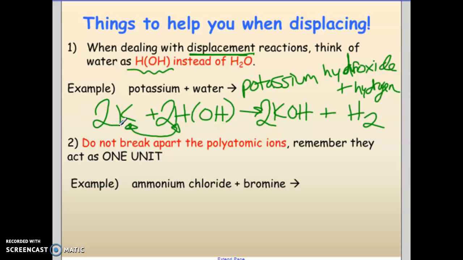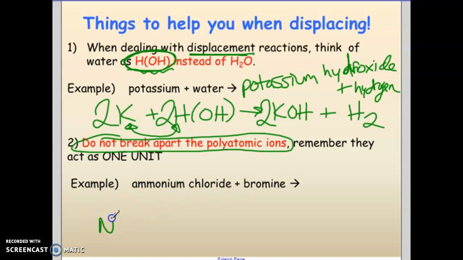So remember, anytime you're writing a reaction now, we're going to practice balancing because you've learned how to balance equations. So that's one thing to remind you of, to write water as HOH, especially in grade 10, but even in grade 11 at the beginning, I would suggest you do that. The next recommendation is, when you are dealing with polyatomic ions, you do not split them up. When you're doing displacement reactions, they simply will move together as one.